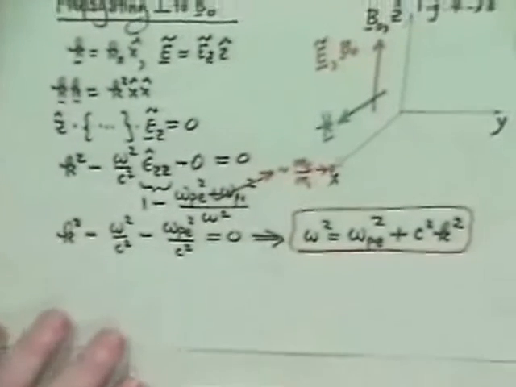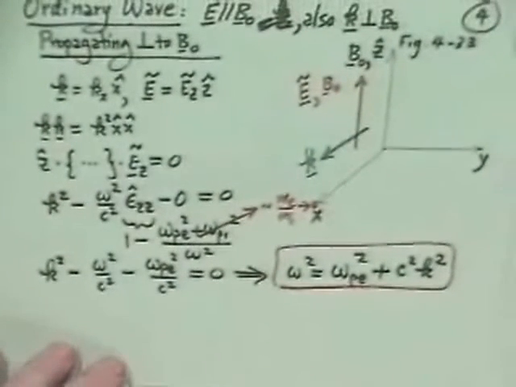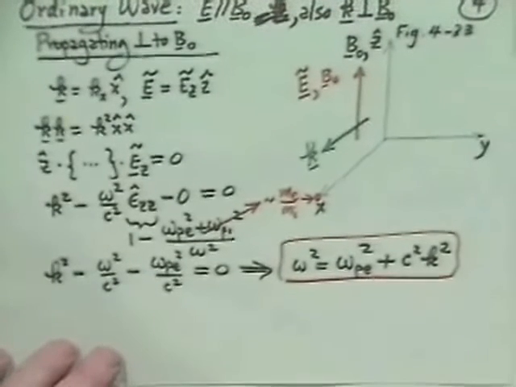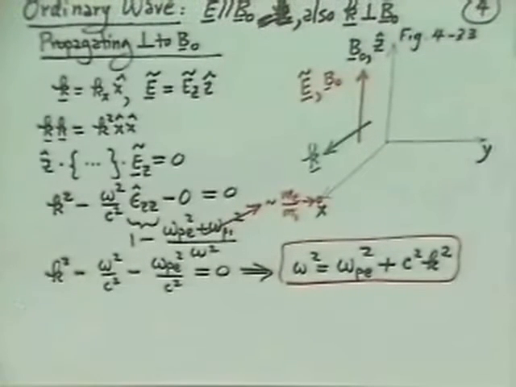Now, have we had that dispersion relation before? The answer is yes. Namely, when we were asking about electromagnetic oscillations in the absence of a magnetic field, we also had this same dispersion relation. And that's one of the tremendously fortunate things having to do with using microwave interferometers.